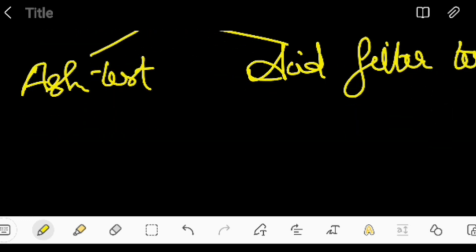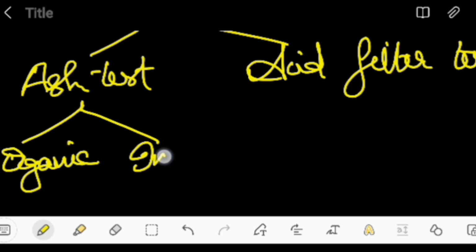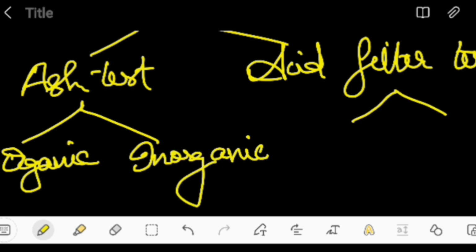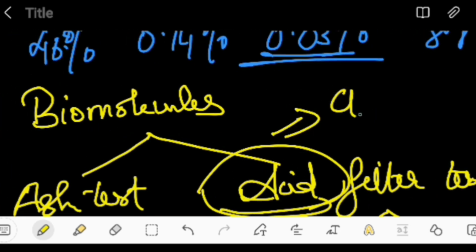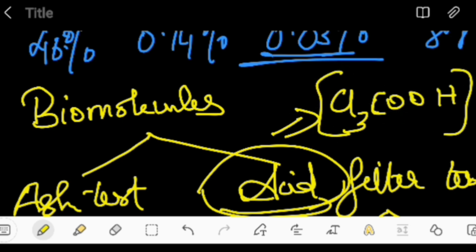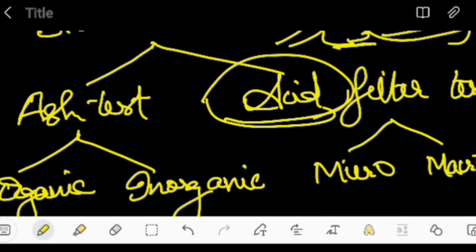Now, what is the ash test? How do you classify based on the ash test? Based on the ash test, you classify biomolecules as organic and inorganic. Based on the acid filter test, you classify biomolecules as micromolecules and macromolecules. Talking about the acid filter test, the acid you use here is none other than trichloroacetic acid, Cl3COOH. From the formula itself you can know: trichloro means three chlorines, and acetic acid means COOH. So the acid you use here is trichloroacetic acid.